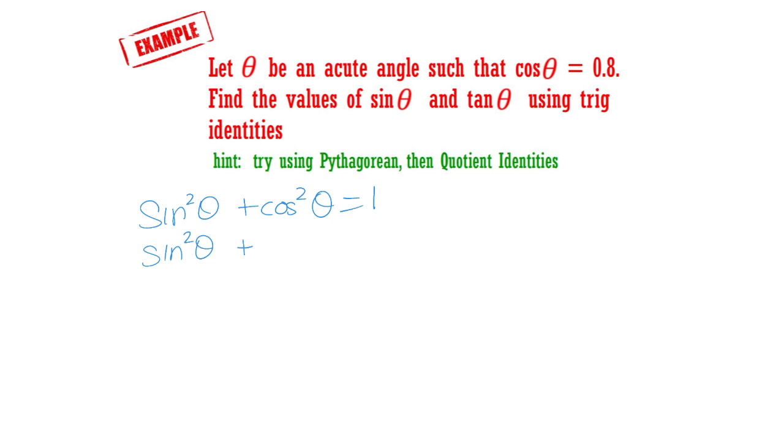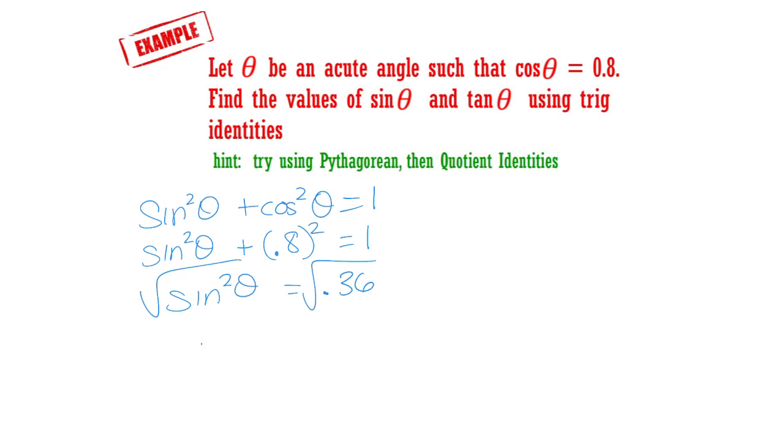I know that this is 0.8 squared equals 1. I'm just going to go to my calculator because I already know that it's going to end up a decimal anyway, and I'm just going to do 1 minus 0.8 squared. And I get 0.36. Now I'm ready to square root both sides.